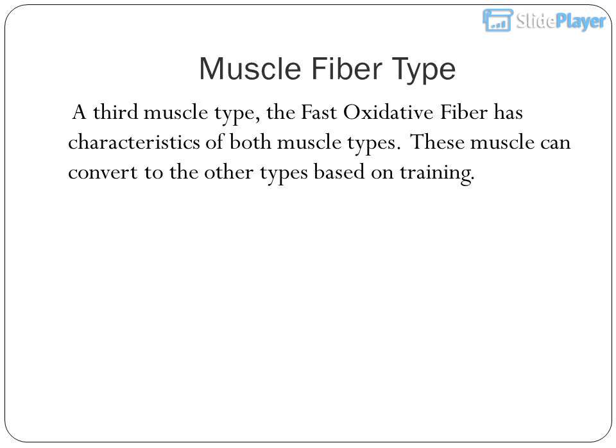A third muscle type, the fast oxidative fiber, has characteristics of both muscle types. These muscles can convert to the other types based on training.